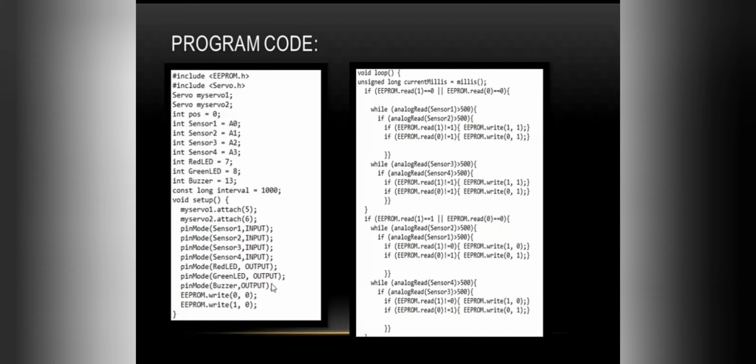So we have two EEPROM statements here. You may wonder what they are. First, EEPROM.write(0, 0). The first 0 is the address value, that is, the address where it should store the value, and the second 0 is the value we give for that memory. 0, 0 means the gates have been closed.